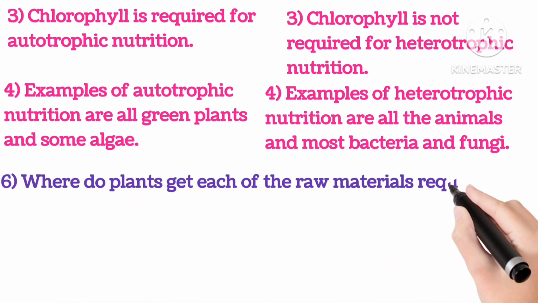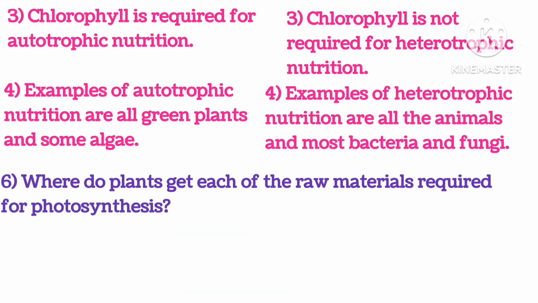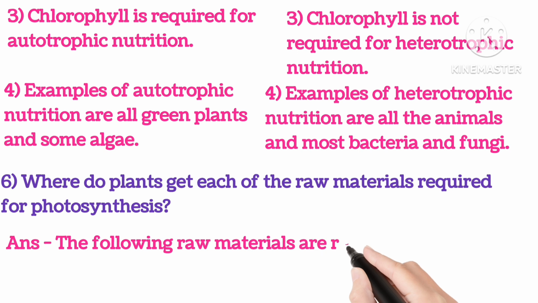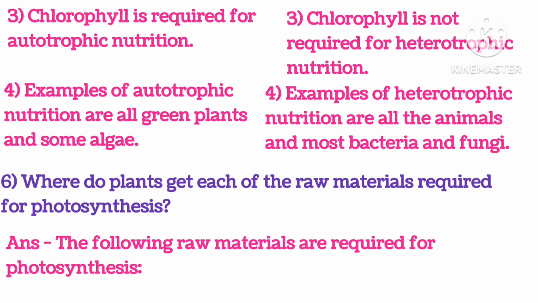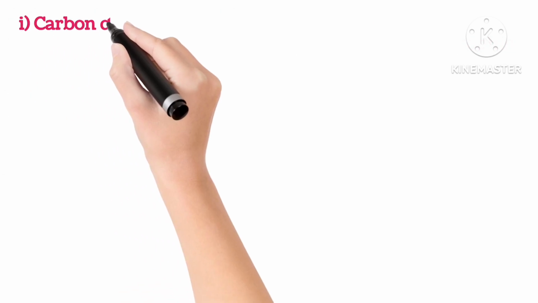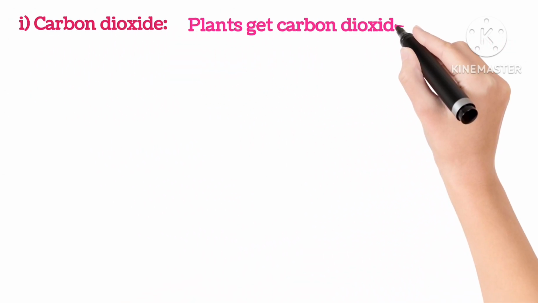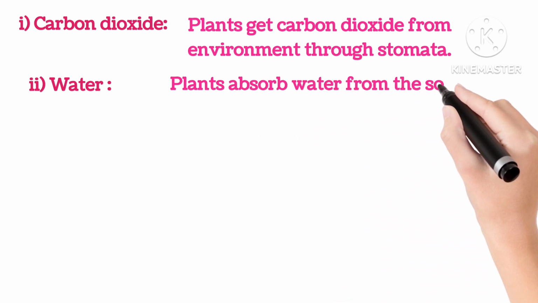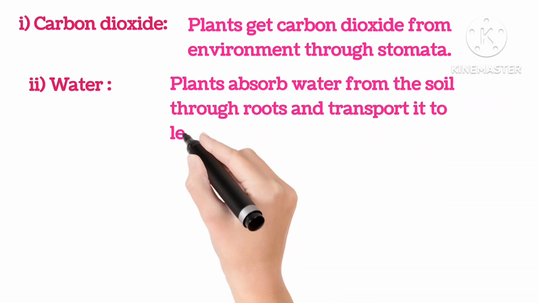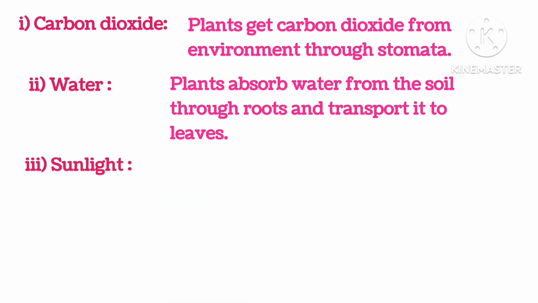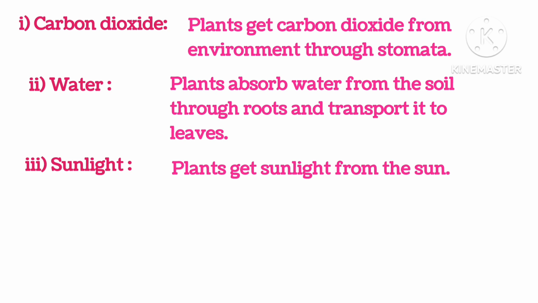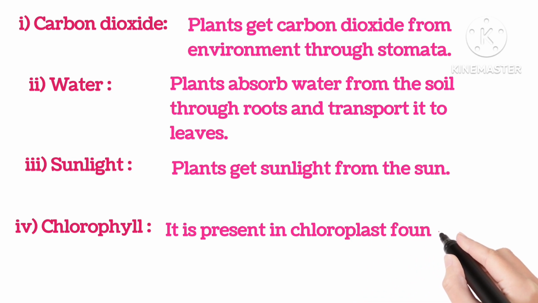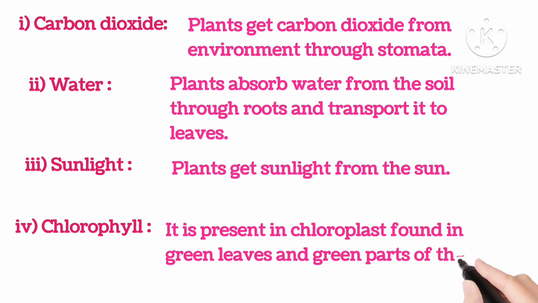Where do plants get each of the raw materials required for photosynthesis? The following raw materials are required for photosynthesis. First, carbon dioxide. Plants get carbon dioxide from the environment through stomata. Second is water. Plants absorb water from the soil through roots and transport it to the leaves. Third, sunlight. Plants get sunlight from the sun. Fourth is chlorophyll. It is present in chloroplasts found in the green leaves and the green parts of the plant.